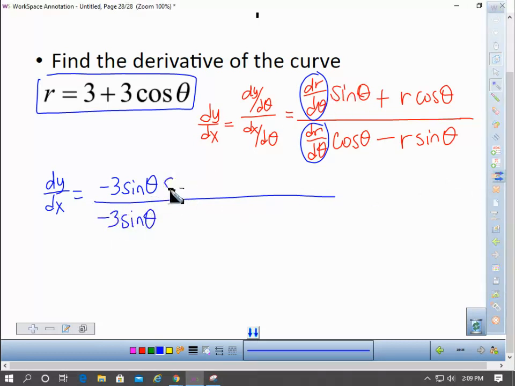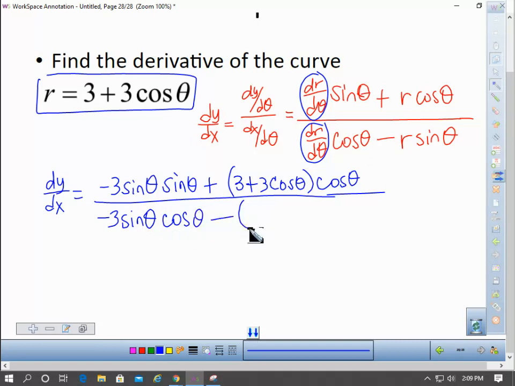All right, now the top gets multiplied by sine, and then I add the function itself. So I have to put r, the whole function, 3 plus 3 cosine theta, and then multiply by cosine. Then on the bottom, we multiply by cosine, and then we subtract the function. My function is still 3 plus 3 cosine, and then we times by sine. All right? So there's my derivative. If I really just wanted to find my derivative, I could quit because I'm done. I mean, I'm finished there.